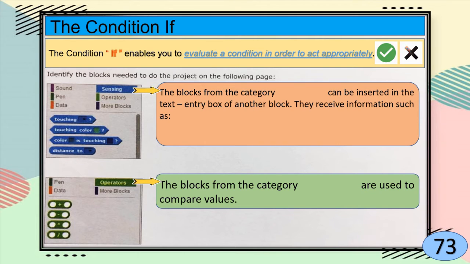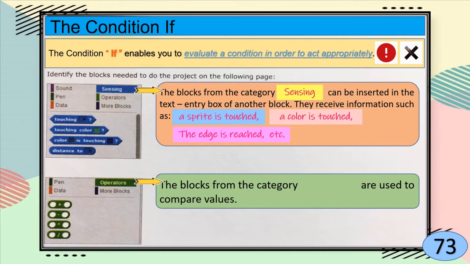First, we have the category sensing. The blocks from the category sensing can be inserted in the text entry box of another block. They receive information such as a sprite is touched, a color is touched, and when the edge is reached.